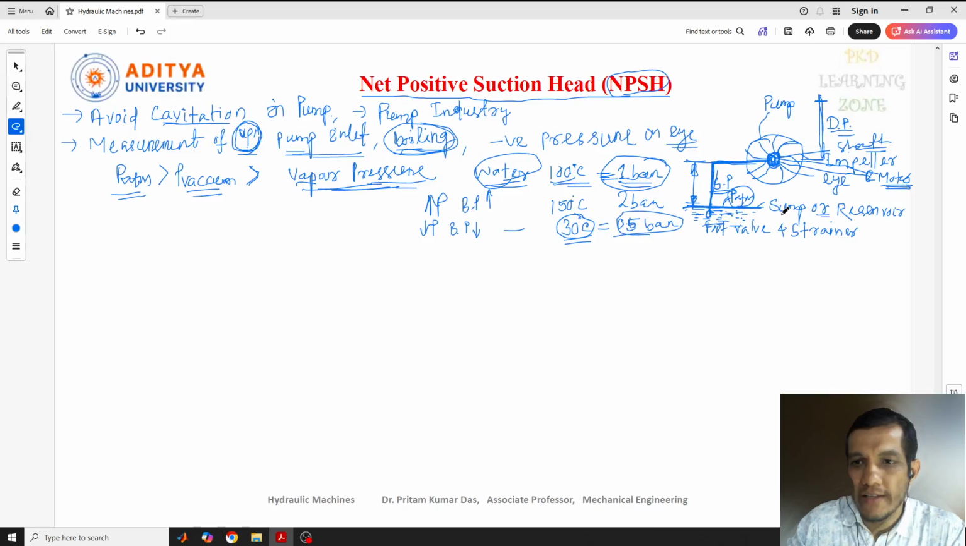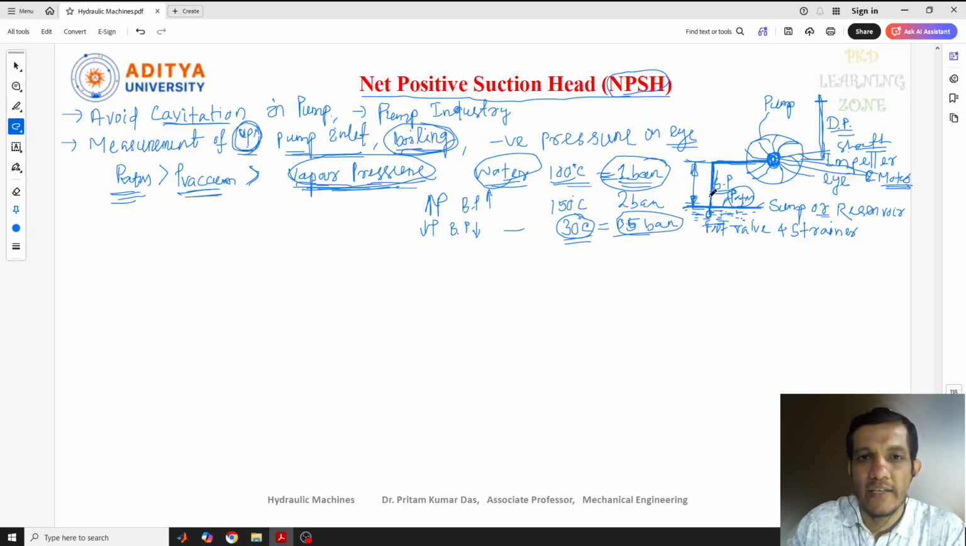Now when the pressure changes, we need to check how much the pressure value is. That's why I told you it is the measurement of pressure at the inlet condition. We need to check whether the pressure of this liquid is atmospheric pressure, vacuum pressure, or vapor pressure. Otherwise, if the pressure is like the vapor pressure, that means the pressure is very much less than the vapor pressure value, then the water will start boiling.